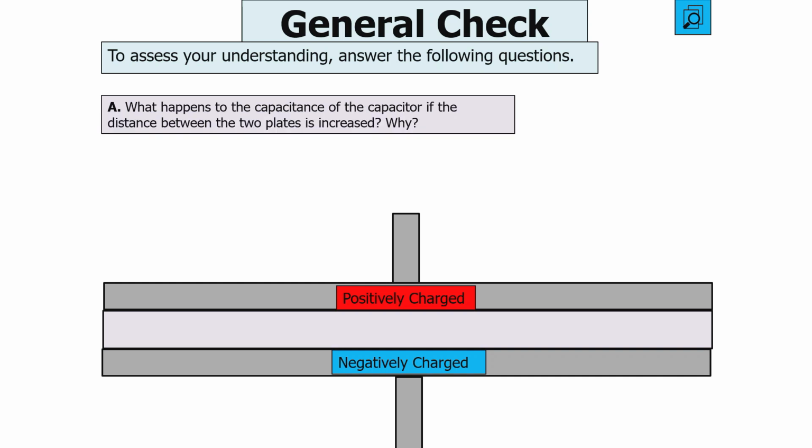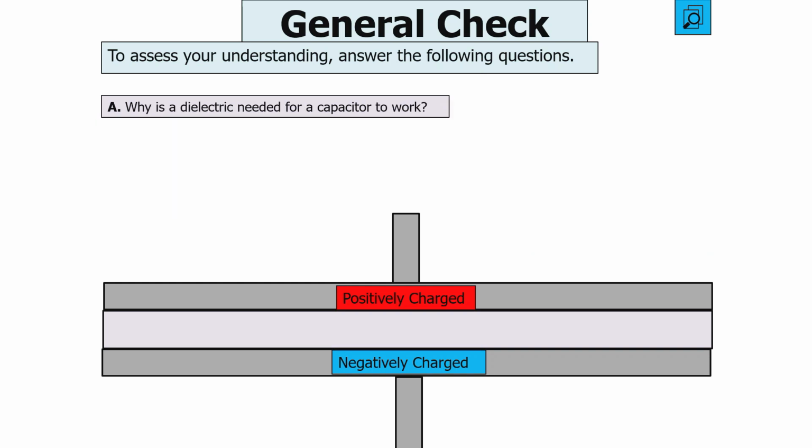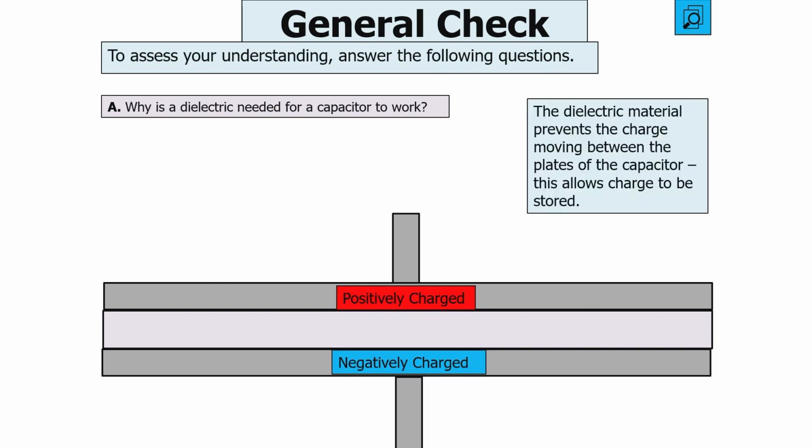What happens to the capacitance of the capacitor if the distance between the two plates is increased, and why? The capacitance has decreased. This is because the electrical field strength has decreased, V over D, so there's less attraction between the two plates, so less charge can be stored. Why is a dielectric needed for a capacitor to work? The dielectric material prevents the charge moving between the plates of the capacitor. This allows the charge to be stored.